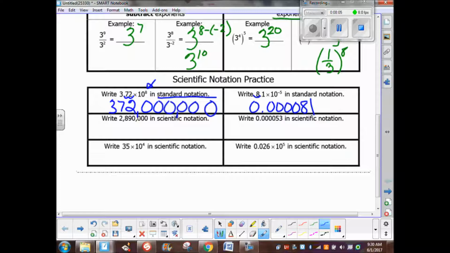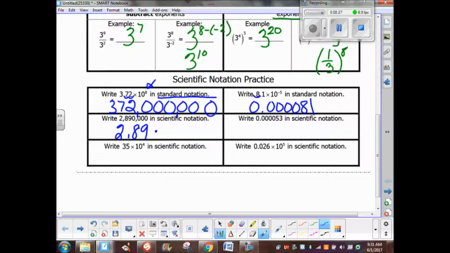So let's just flip it the other way. I've got a number in standard form. I want it in scientific notation. The coefficient has to be a number between what and what? 1 and 10, okay? It can't be equal to 10, right? Okay. So, Garrett, what's my coefficient?